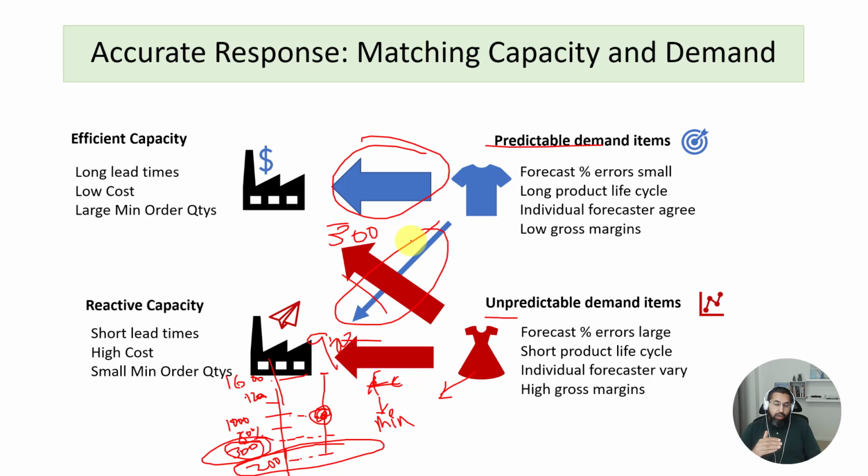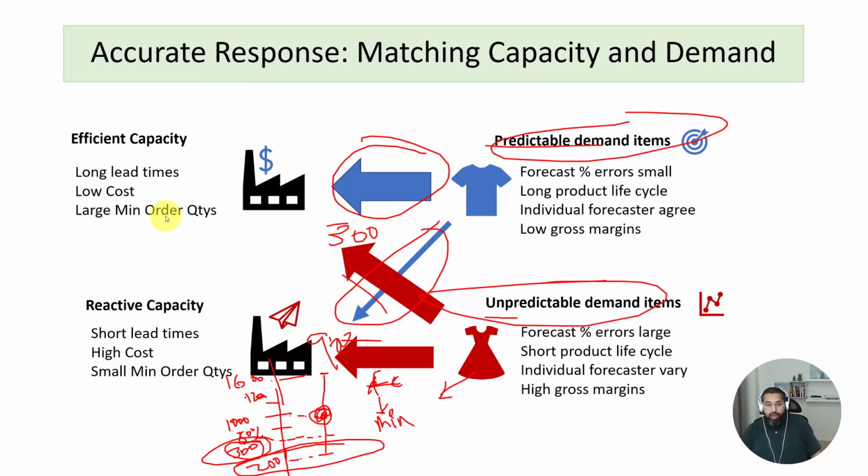So even if your demand exceeds your forecast, it's not going to exceed it by too much. Okay? So that's how you match the type of demand you have with the type of capacity you have. It's almost like a fit.